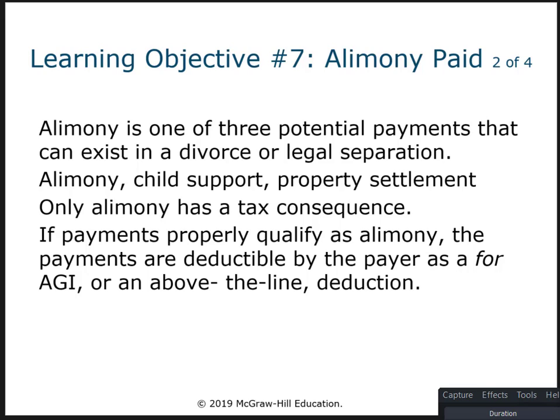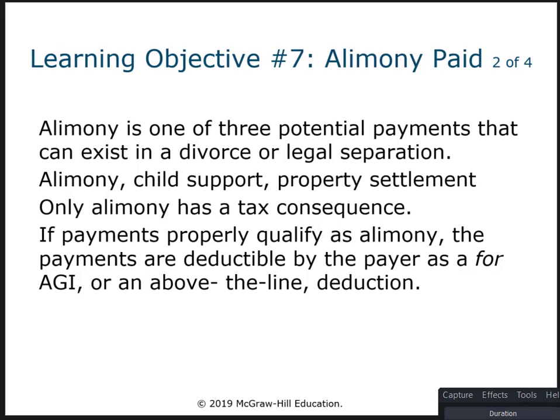So alimony is money between two divorced or separated individuals. Typically, there are different amounts transferred between the two: alimony, child support, and property settlement. Only alimony from before 2019 has a tax implication. We already talked about child support: it is not deductible to the payer and not income to the receiver.